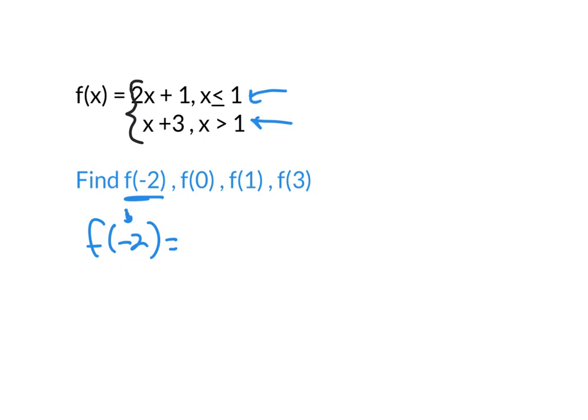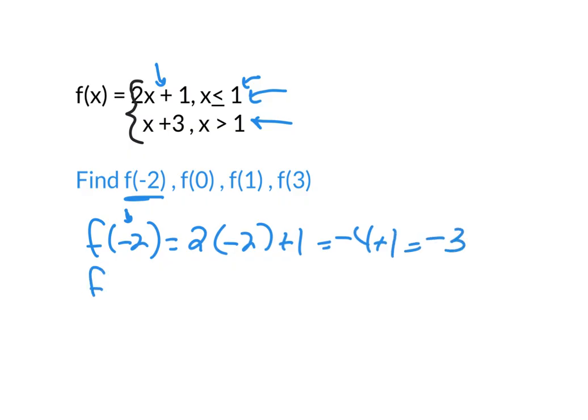Well, with the piecewise, you're going to know where to put it. Okay, so where does negative 2 fall? Negative 2 is less than 1, which means I'm going to plug it into that top part for that x. So I'm going to plug the negative 2 in where that x was. That gives me negative 4 plus 1, which is negative 3. That's all there is to it. It's not hard work. It's just a little bit different.